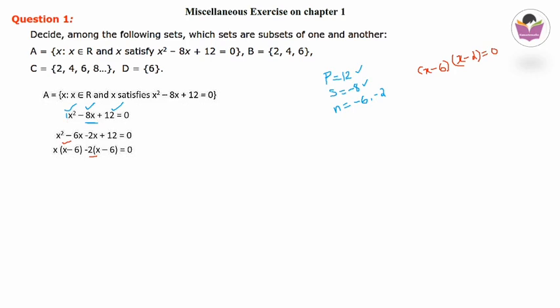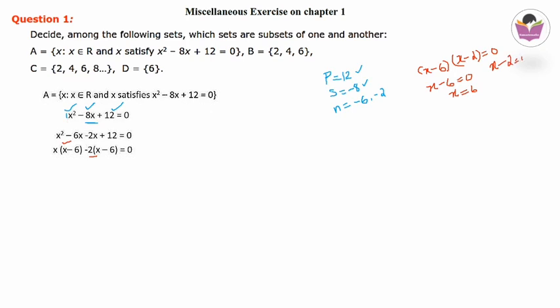And from here, x minus 6 and x minus 2 is a product. Product means any one of the quantities must be 0 or both should be 0. Means x minus 6 should be 0. That means from here, if you calculate, x will be 0 plus 6, which is 6. Or else we can take the other factor, that is x minus 2 is equal to 0.